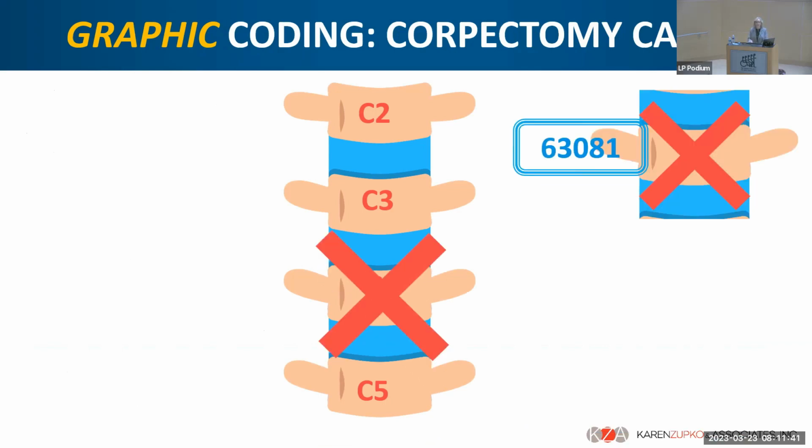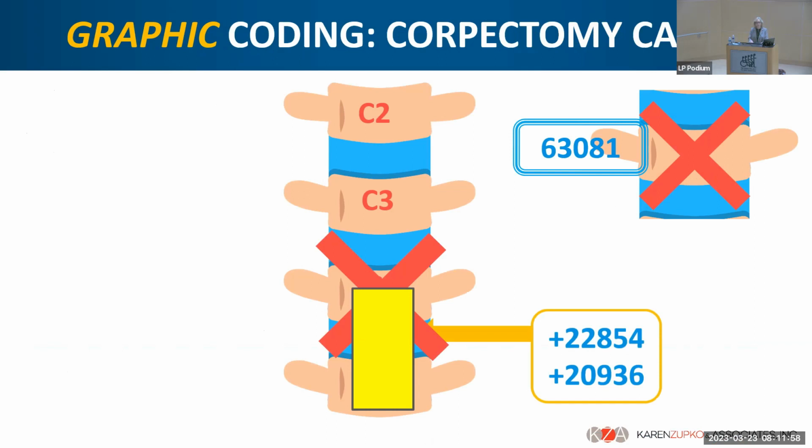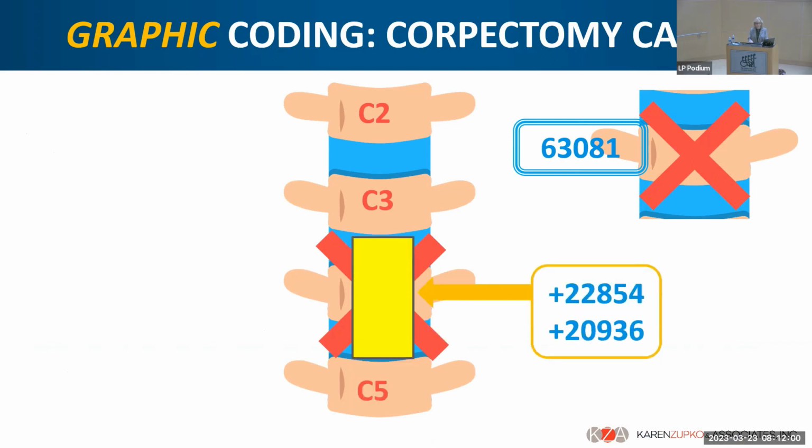So if we're doing a C4 corpectomy, discectomies above and below are included, but again, we have 2 interspaces that have been removed and will be fused from C3 to C5. So we're going to get the 22845 by 4 for placing the interbody device, which is going to be an expandable device, the bone graft code, and 2 fusions for the C3-4 and for the C4-5.